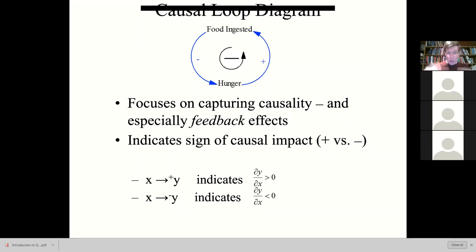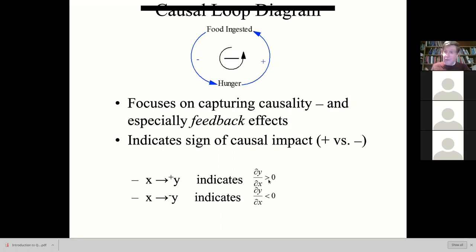And by so doing, you reduce, that's the minus side, the hunger. By ingesting food, it will tend to lower hunger compared to where it would have been without ingesting food, all other things remaining equal. So if you're not changing something else. And these diagrams, and indeed these loops, focus on conveying these feedback effects, okay?